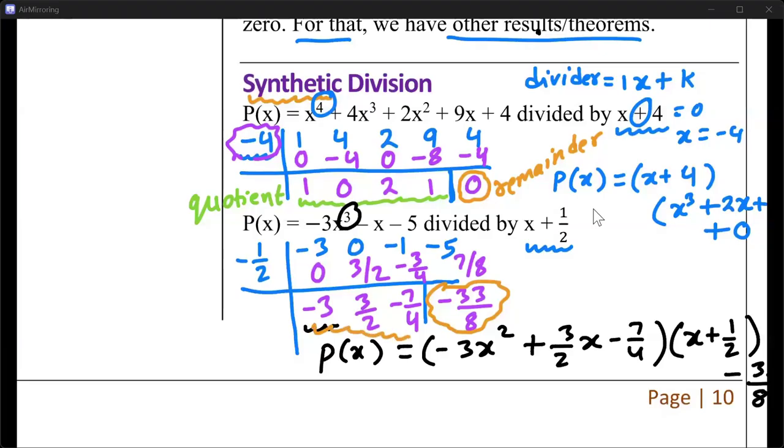Let us say you are interested only in finding the remainder. There are reasons why sometimes you might be interested like that. For example, if you want to know whether a number is a zero of the polynomial or not, or whether a linear polynomial is a factor of the polynomial or not.